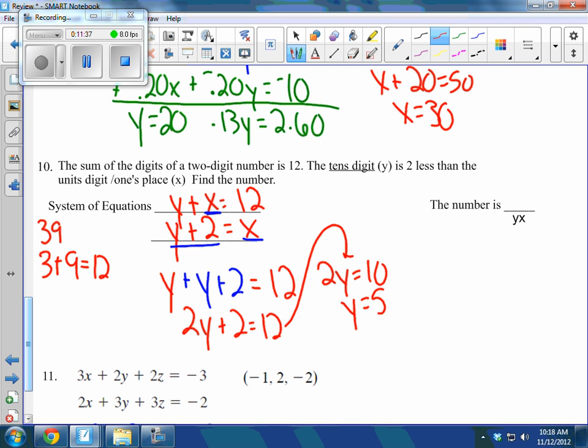So far, if y is the tens digit, my number is 50-something. So to figure out what the ones digit is, I'm just going to go back and take the fact that y is 5, put it into the second equation, and 5 plus 2 is going to be 7. Well, there's my ones digit, 57. So my number is 57.